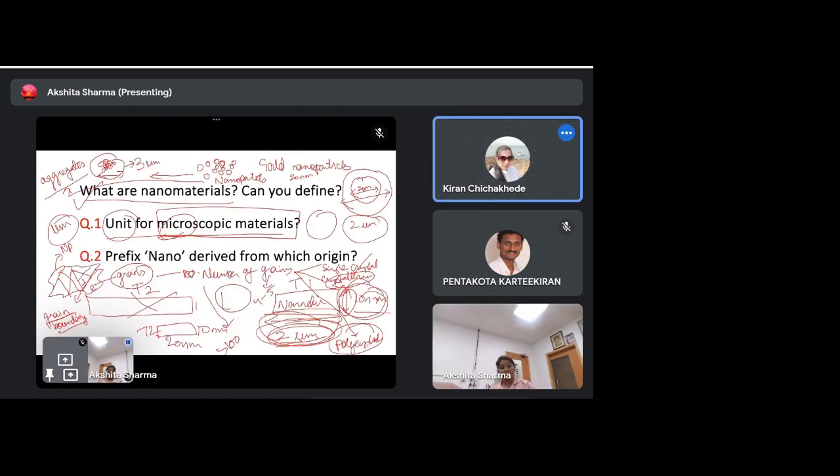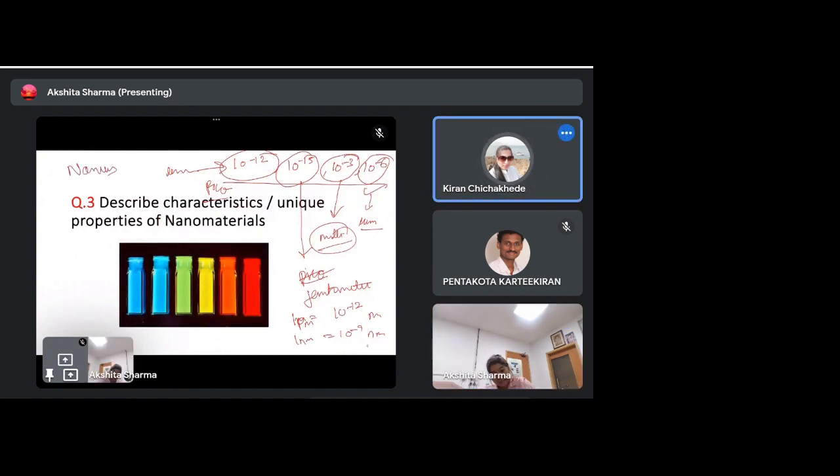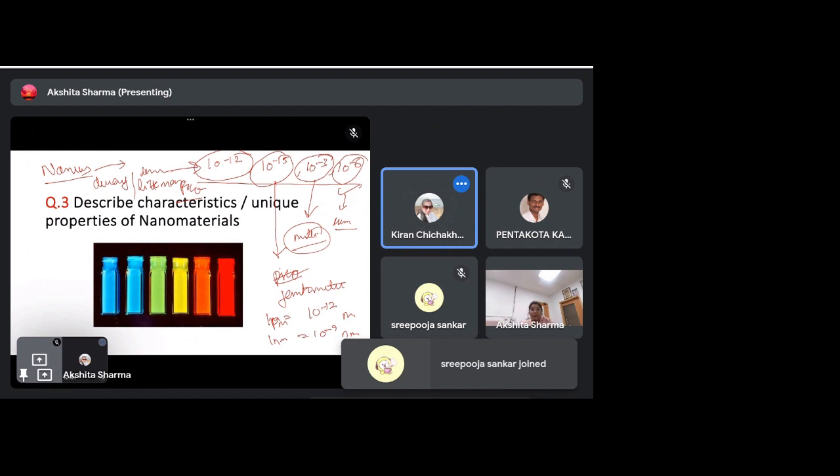So the next question is, the prefix nano is derived from which origin? Words are derived from different origins. I think it's Greek. Yeah, right. So Greek, from the word root nanus, and nanus means dwarf or a little man.